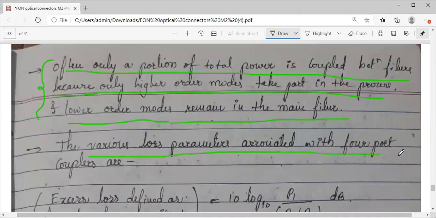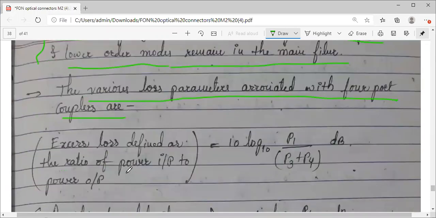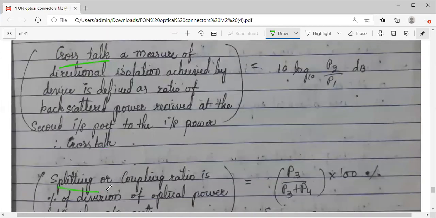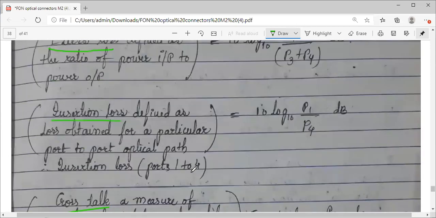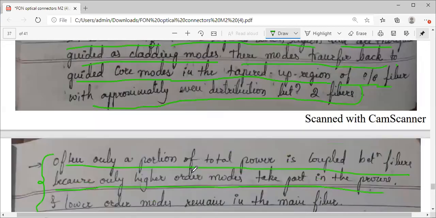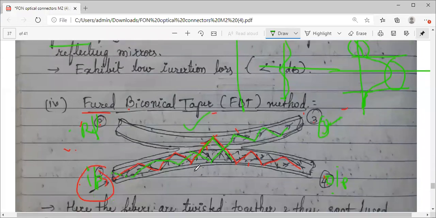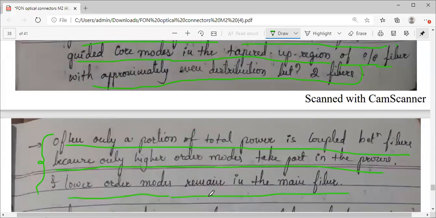The various losses that are associated with the 4-port couplers are important as far as problems are concerned. There are 4 different losses. One is called the access loss, then the insertion loss, crosstalk, and the splitting or the coupling ratio. You need to know the equation for each for this particular FBT coupler. Fused biconical tapered method, by using this, the coupler that we form is the FBT coupler. For this, you have 1, 2, 3, 4 different ports, and you need to know a few loss parameters.